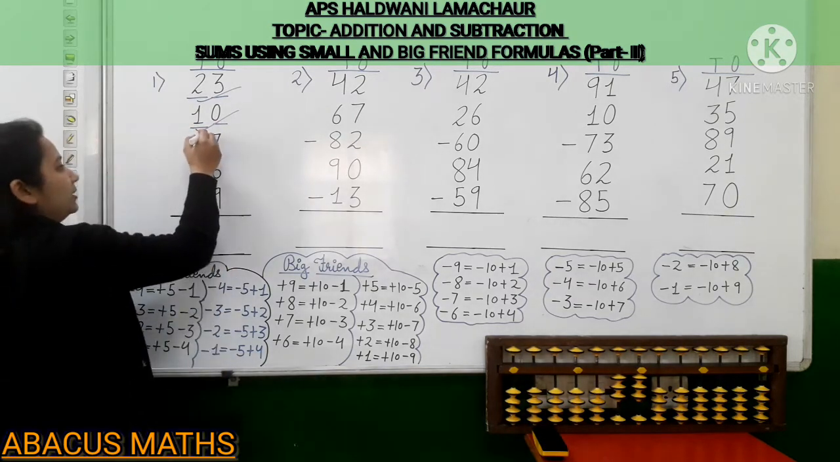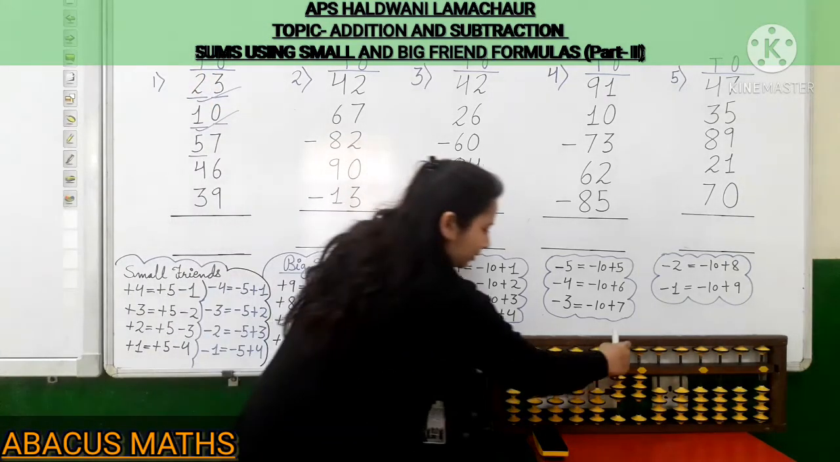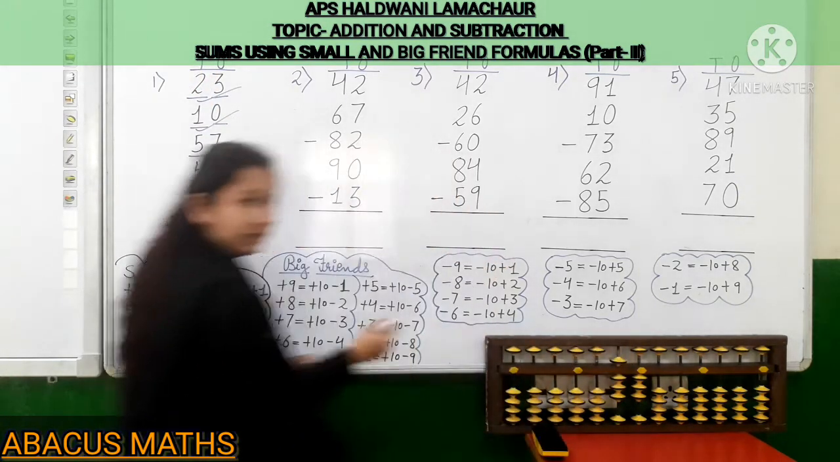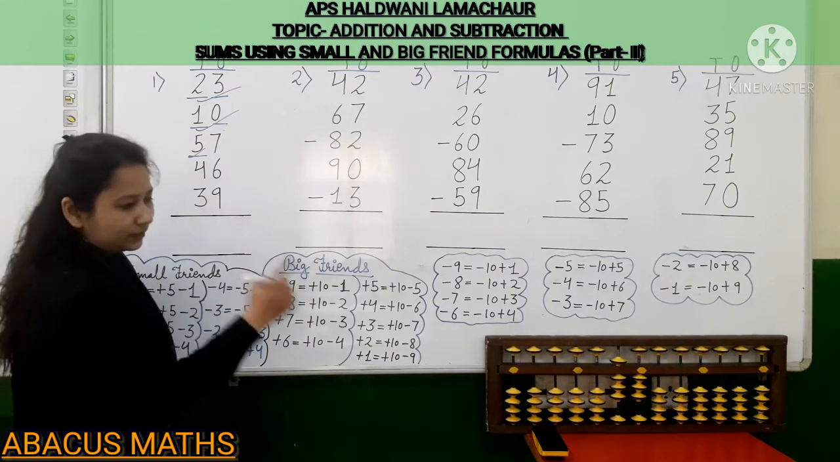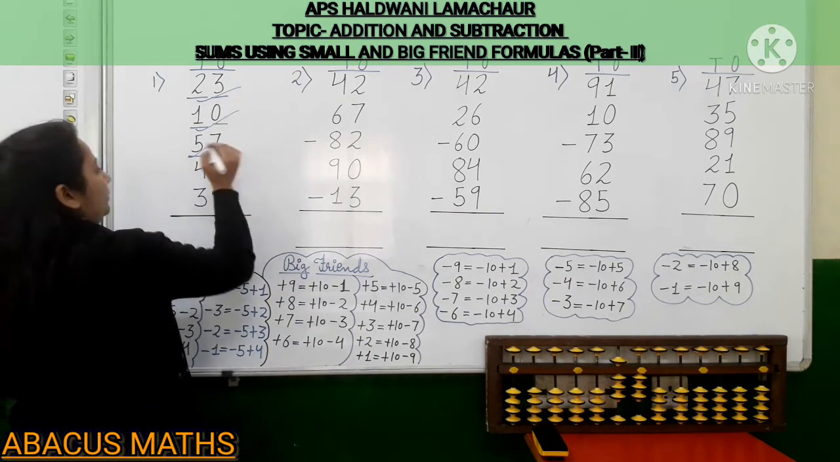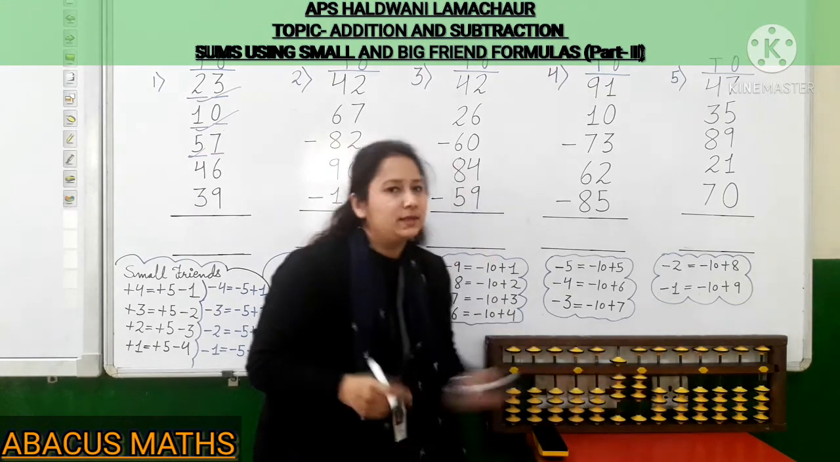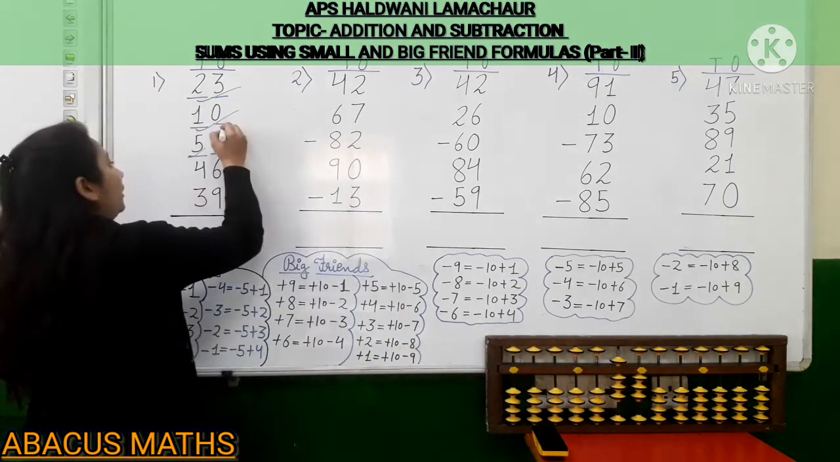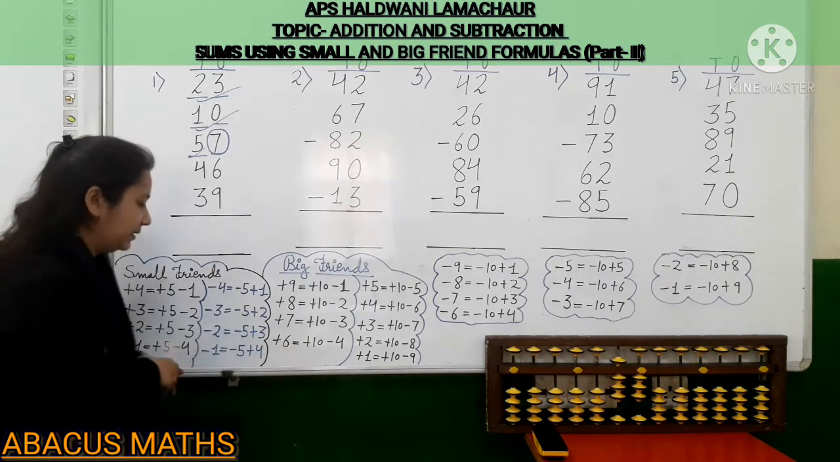Next, you have to add this 5 in the tens rod. A bead is there, we can add directly. Now you have to add this 7 in the ones rod. You can see 5 and 6 bead is there, 7 is not there. Now for adding this 7, take the help of big friends, plus 7.